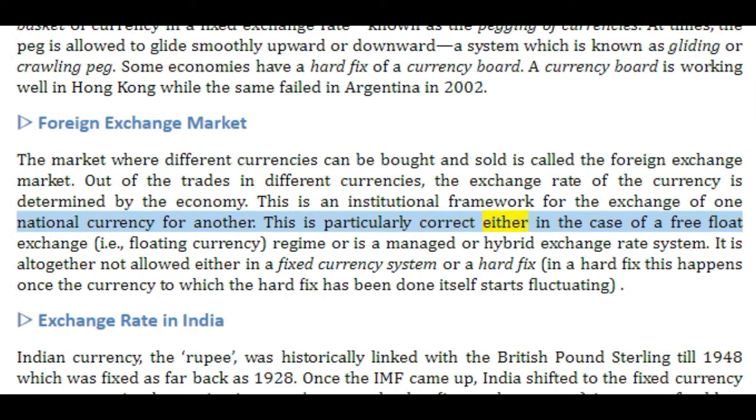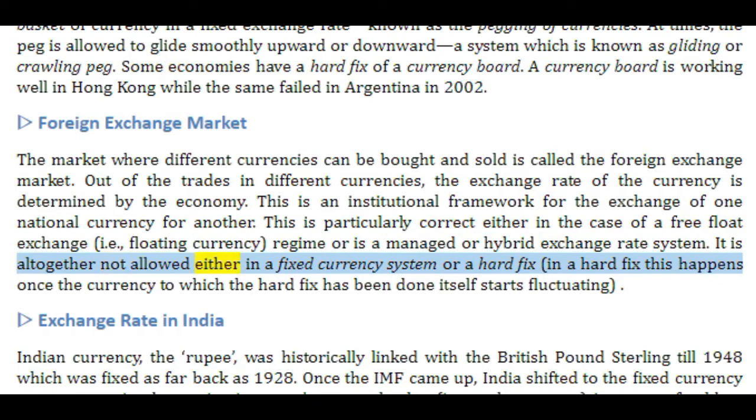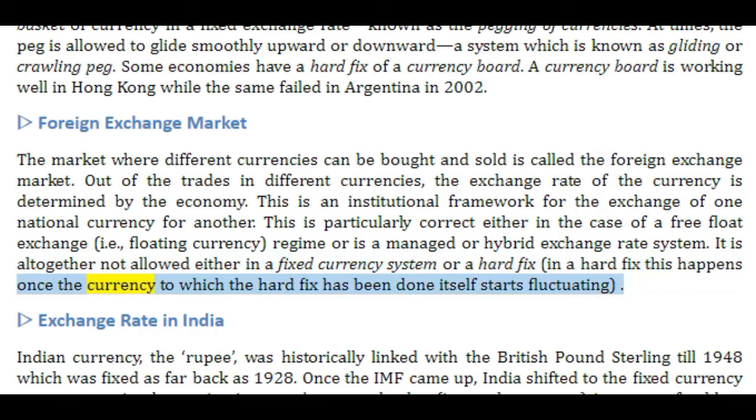This is particularly correct either in the case of a free float exchange, i.e., floating currency, regime, or in a managed or hybrid exchange rate system. It is altogether not allowed either in a fixed currency system or a hard fix. In a hard fix, this happens once the currency to which the hard fix has been done itself starts fluctuating.